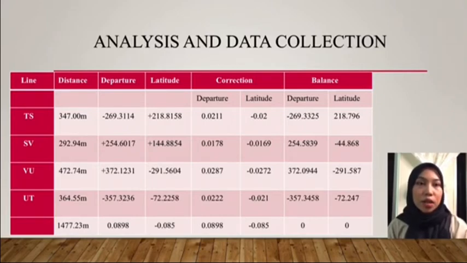Today I want to present about report 2, total station: analysis and data collection. For line TS, distance 347.00 meter, departure negative 269.3114, latitude positive 218.8158. Correction for departure is 0.0211. Correction for latitude is negative 0.02. Balance for departure is negative 269.3325. Balance for latitude is 218.796.